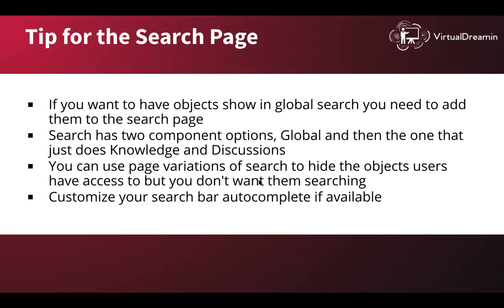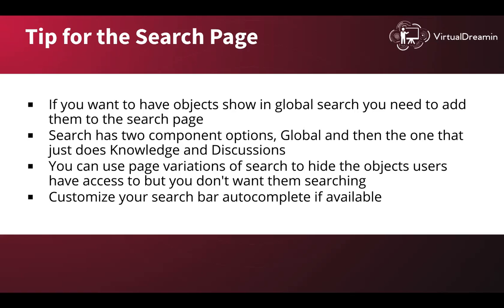So the search page. If you've worked with communities before, one thing you may have noticed is the search page, you need to set it up. It does not have options besides knowledge and discussions unless you add them. And I highly recommend thinking about what to add before just adding everything that you use to build. Is it actually something that they need to be searching for? Should it be searchable?